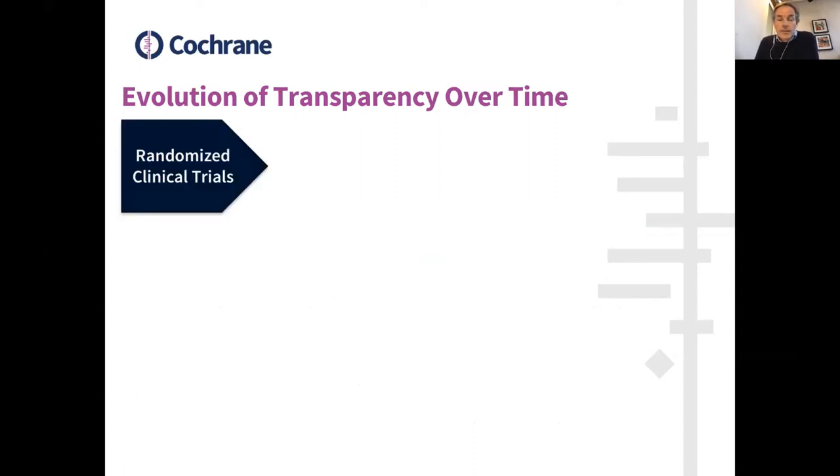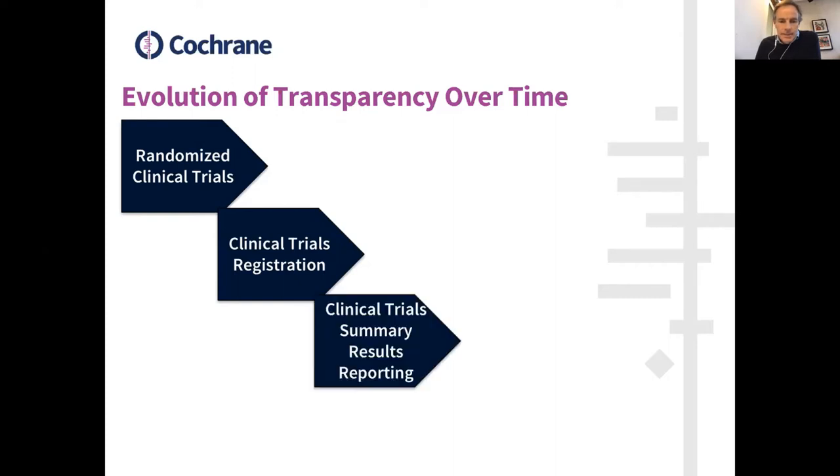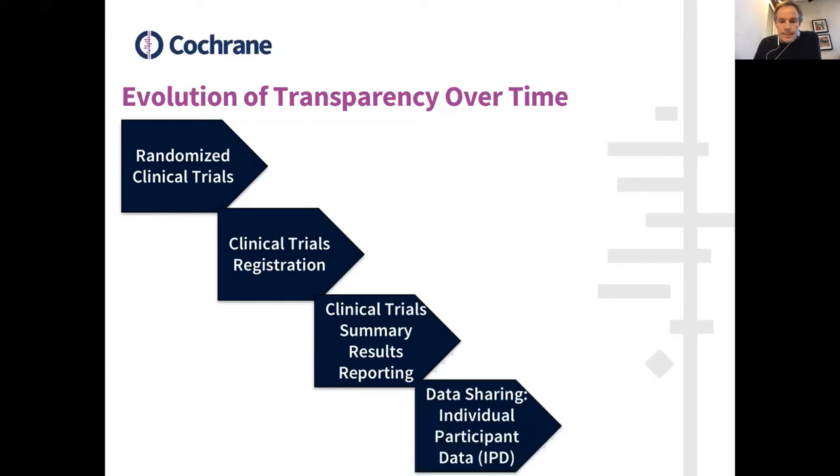It really started with the whole concept of randomized clinical trials, then the development of clinical trial registration, which Lisa will mention, which has of course been critical in developing a stronger culture and practice of transparency. Then the expectation of clinical trial summary results reporting in a systematic and consistent way. And then building upon that, now the rise of individual participant data sharing.